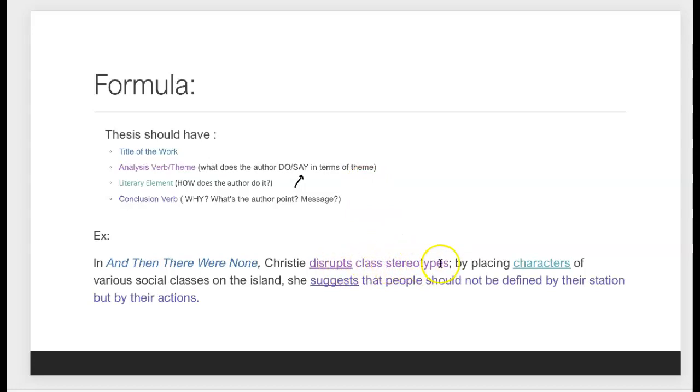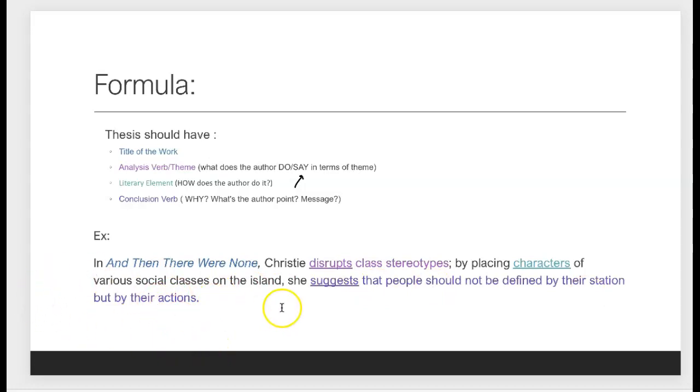She disrupts class stereotypes. Well, how does she do that? Well, you could say that she does that in a variety of different ways. You could say that she does that through the setting of the island. But I have here that my chosen element is that she does that through the characters, and by placing them on the island. And what is my conclusion? Why does that matter? What's my overall point? People should not be defined by their station, but by their actions. That's the point, my overall conclusion.